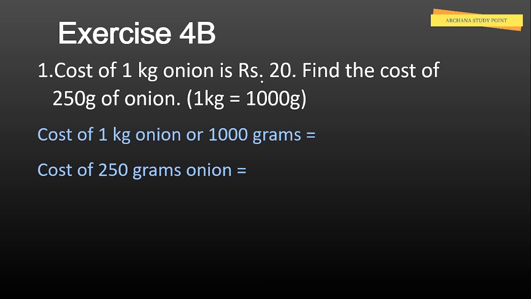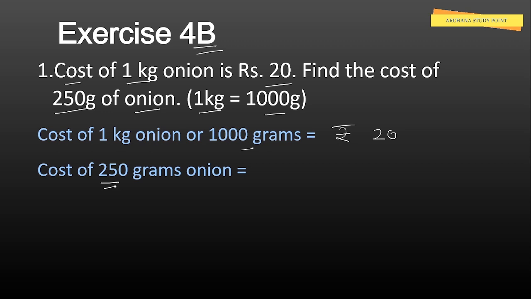Moving on to exercise 4b, we have to find out what the question says. Question says cost of 1 kg onion is rupees 20. Find the cost of 250 grams of onion. We have been given one hint over here which says 1 kg equals 1000 grams. So cost of 1 kg onion or 1000 grams has been given as rupees 20. So we have to find out 250 grams.